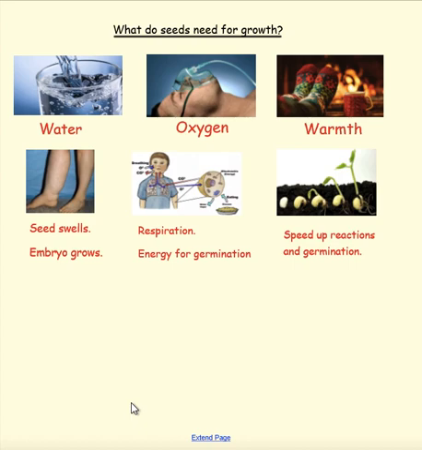Hopefully you had a go at that. So the first picture shows us a glass of water, and we hopefully know that plants definitely need water if they are going to grow. Now this water is required for the seed to swell and for the embryo to start growing. It's also going to need oxygen.